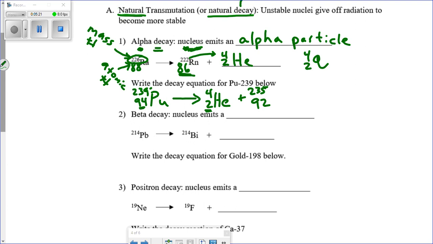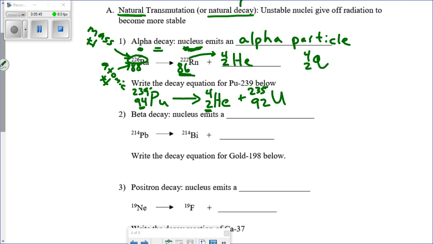Since that's 92, I then have to find that element in the reference table. So I would go to the periodic table, look up until I find 92, which is on the bottom, and it is uranium. Okay, so that means that plutonium, so Pu-239, alpha decays into uranium-235. Okay, so that is an example of an alpha decay.